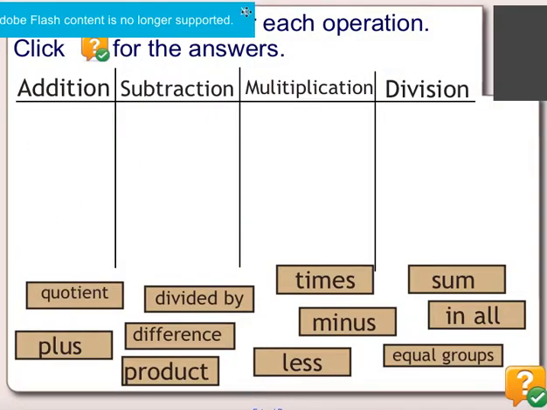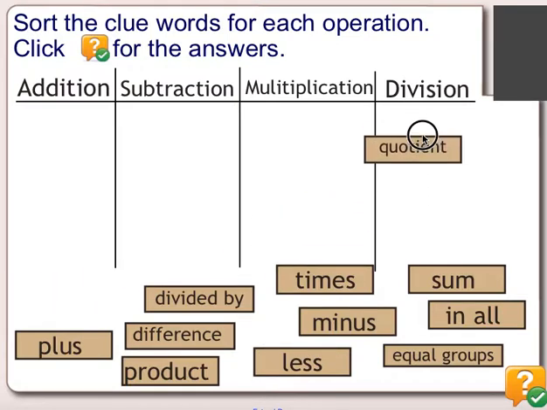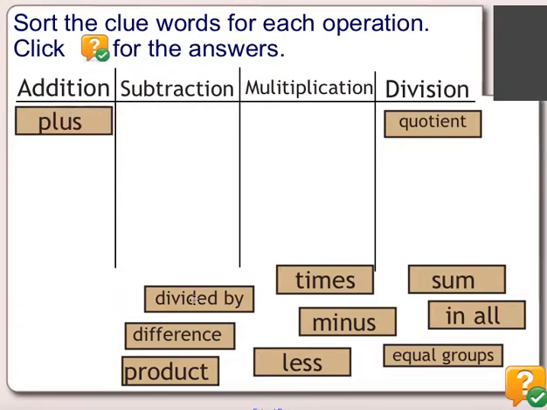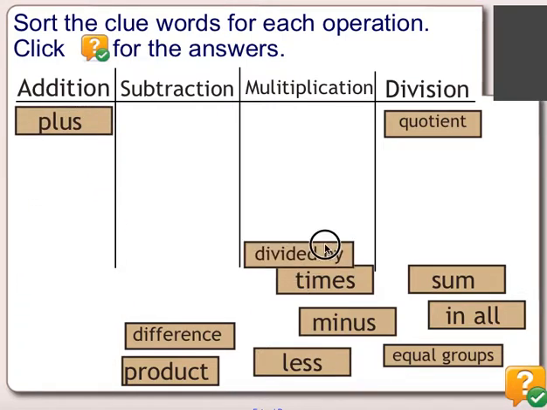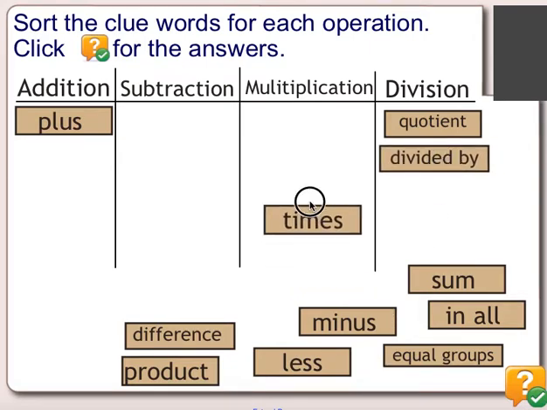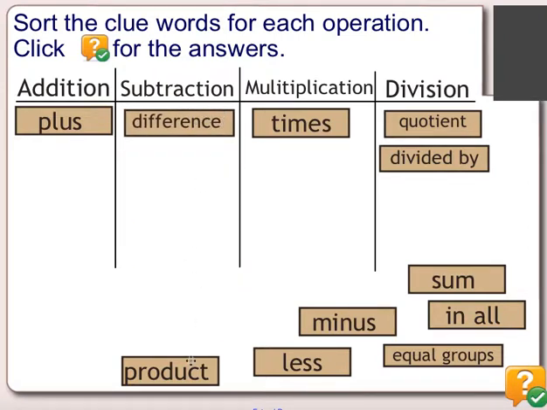So if we look at all of these different words that we have here, we want to put them in these buckets: addition, subtraction, multiplication, and division. These are common words that we see in word problems. So let's put them in there. Quotient, well, that's talking about division. Plus, that's talking about addition. Divided by, well, that even has the word divided in it, so it's division. Times is multiplication. Difference, we're talking about subtraction.